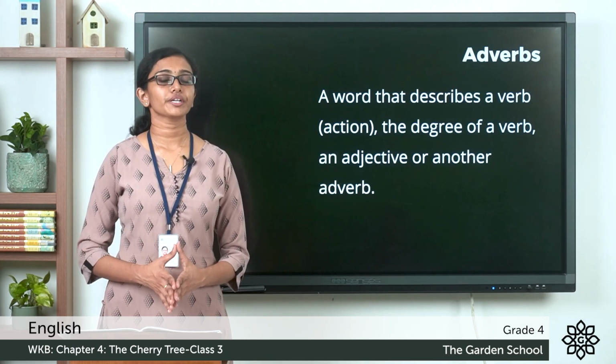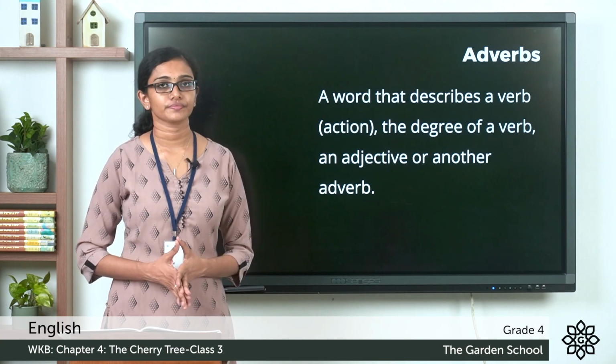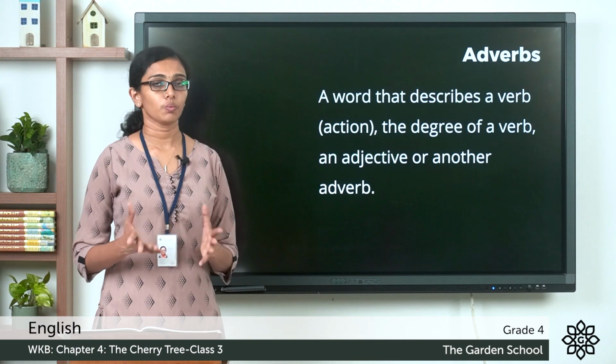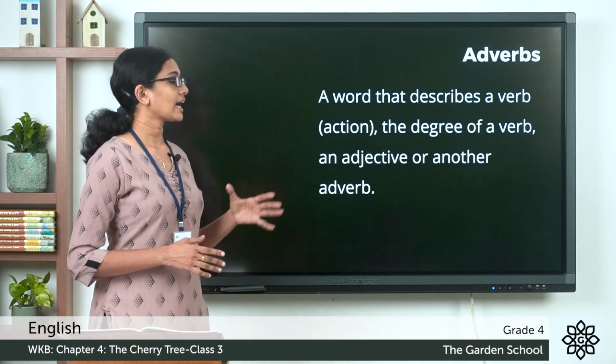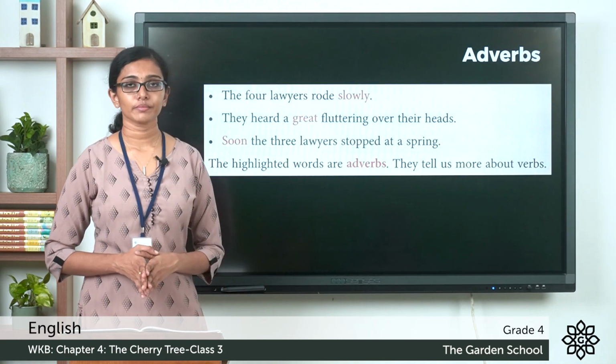So all of you know what a verb is. A verb is a word that shows some action. So an adverb is a word that describes a verb or an action, the degree of a verb, an adjective or another adverb. You look at these examples given here.